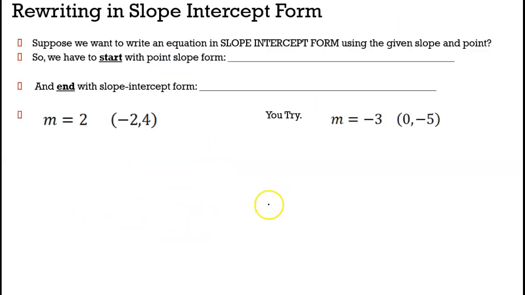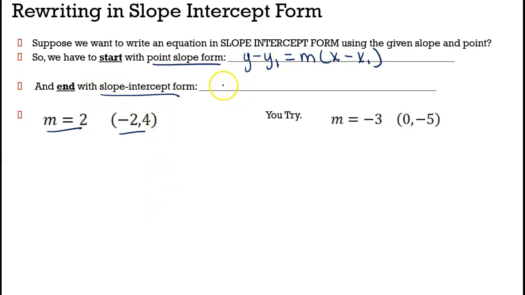Now suppose we want to rewrite our equation in slope-intercept form using the given slope and a point. Remember, we're given a slope and a point, so we need to use point-slope form, which is y minus the y1 equals the m times the x minus the x1. You should write that down in your notes if you haven't done so already, so that you remember what point-slope form looks like. Same thing, remember we want to end in slope-intercept form. Slope-intercept form is y equal to the slope times the x plus the y-intercept.